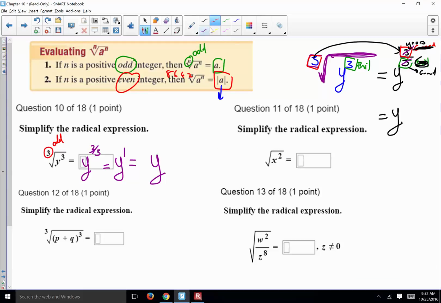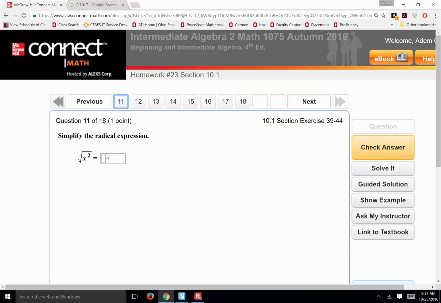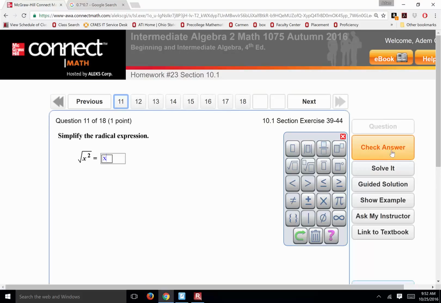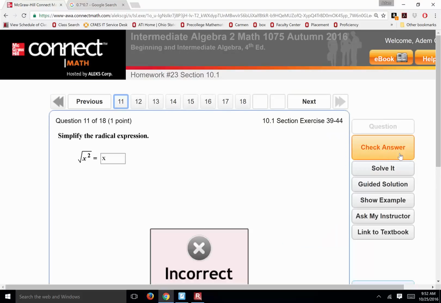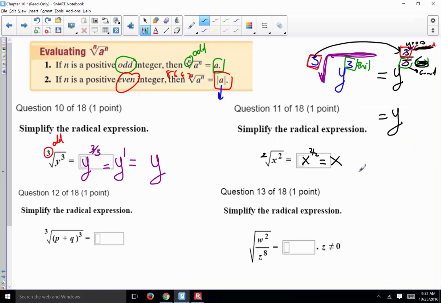Alright, x squared. This is even index. I divide one into another and I'm saying my answer is x. And I will check my answer. I'm surprised. How come it's not x?